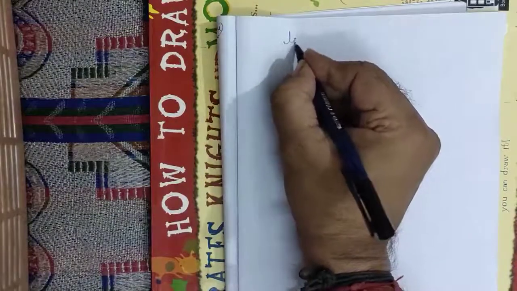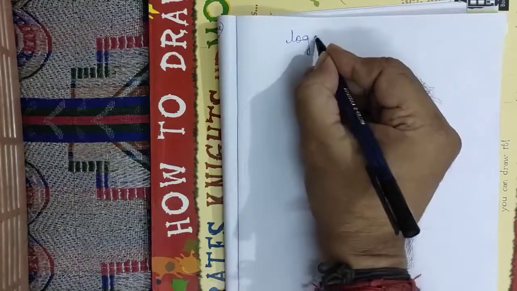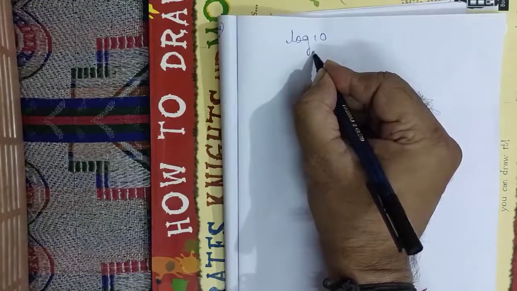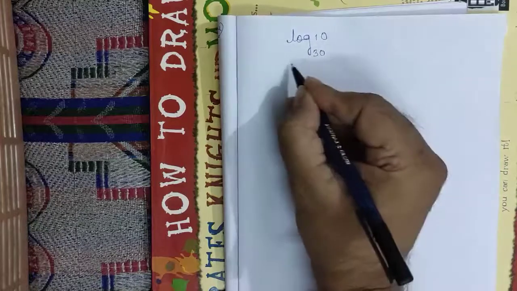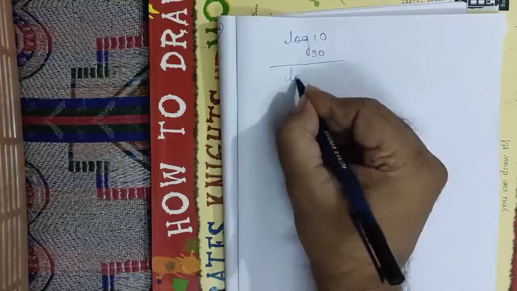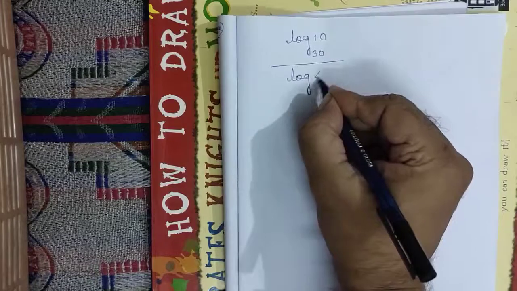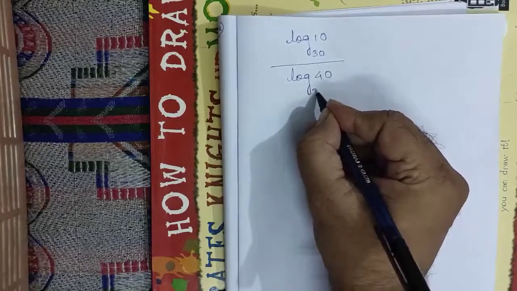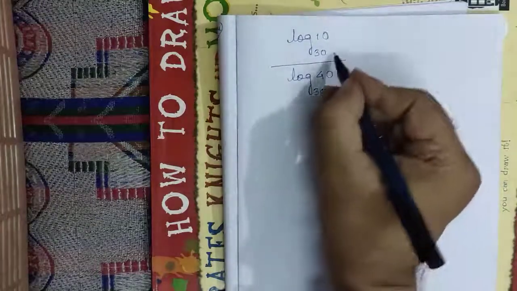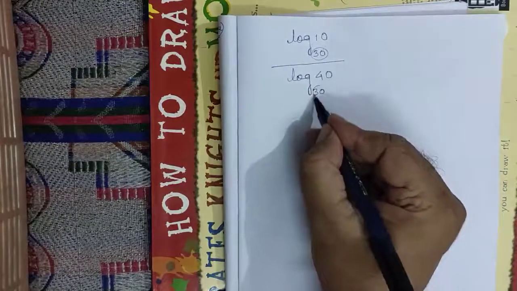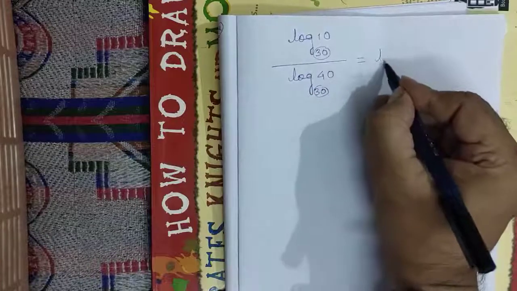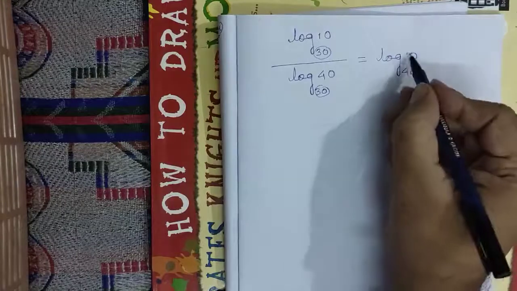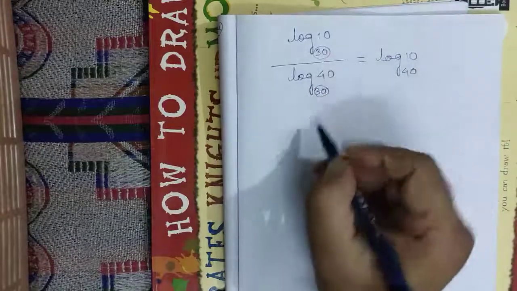Suppose I write log 10, say base is 30, divided by log 40, base is again 30, like this. Here the base is equal. In this case it will be log 10, base will be 40 itself. Log 10 base 40. The base was equal.